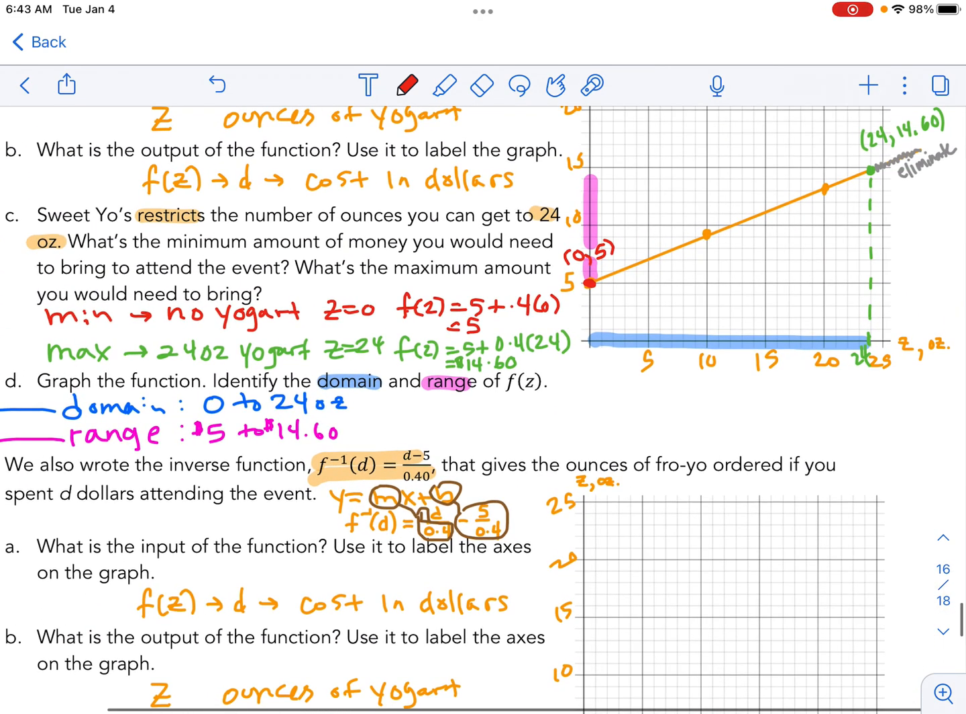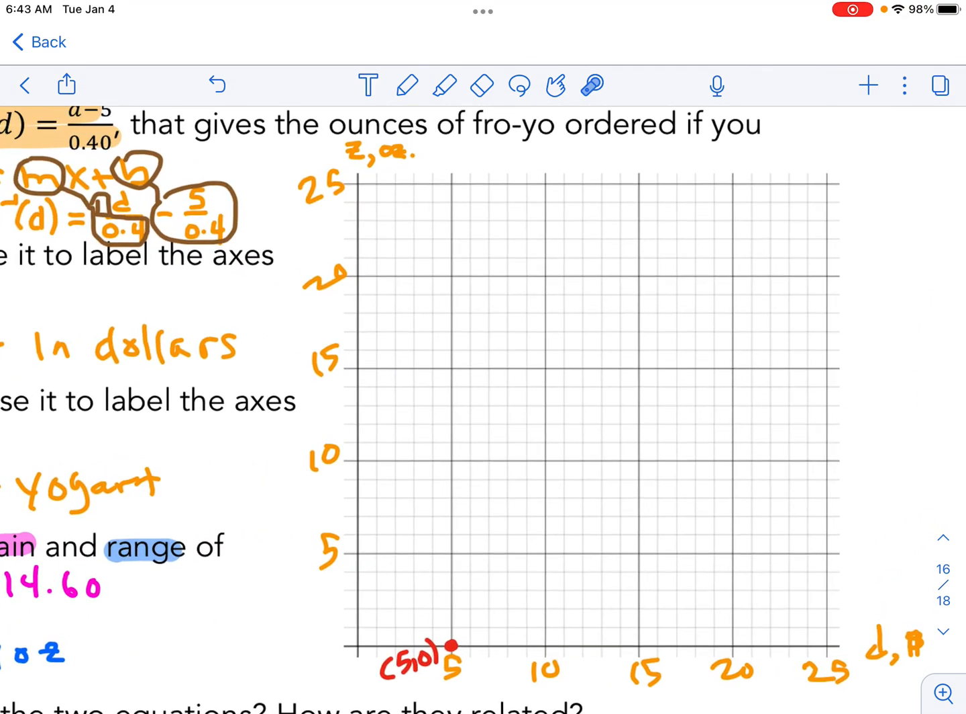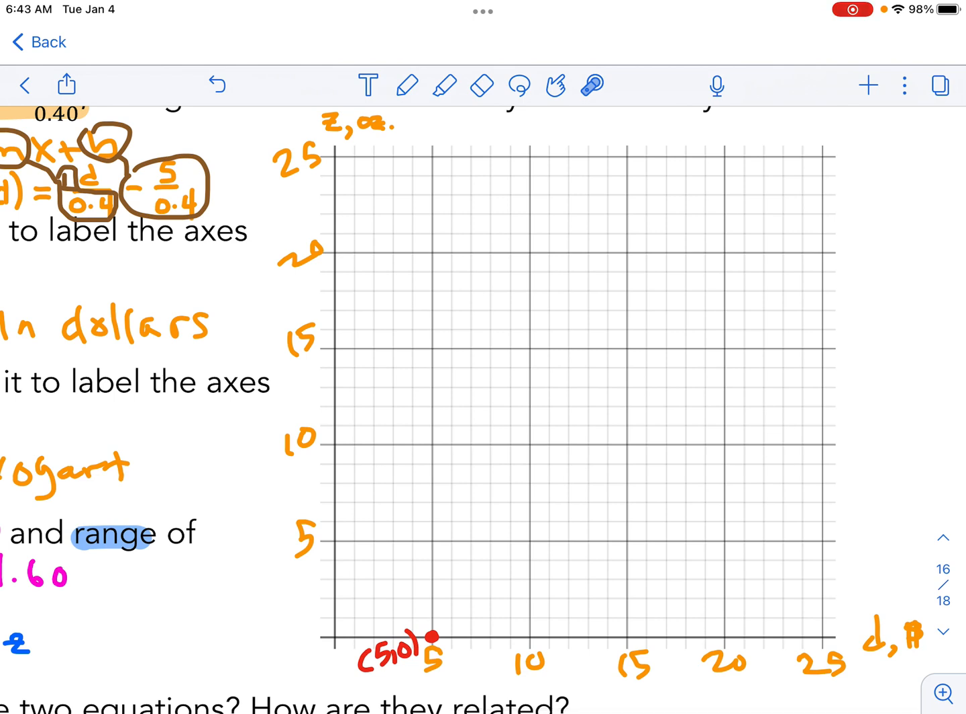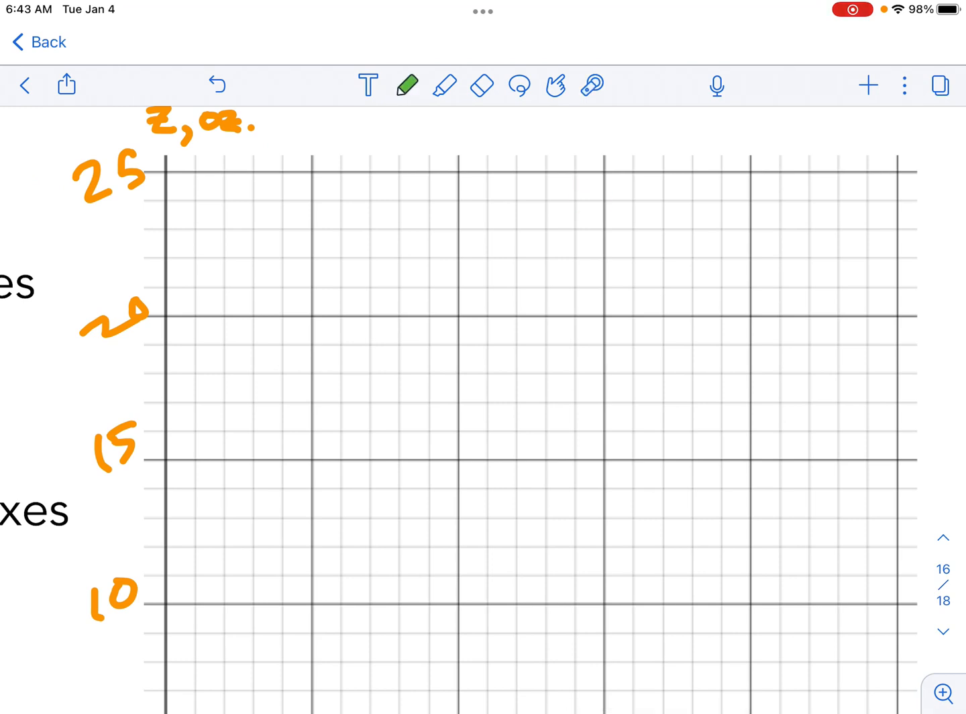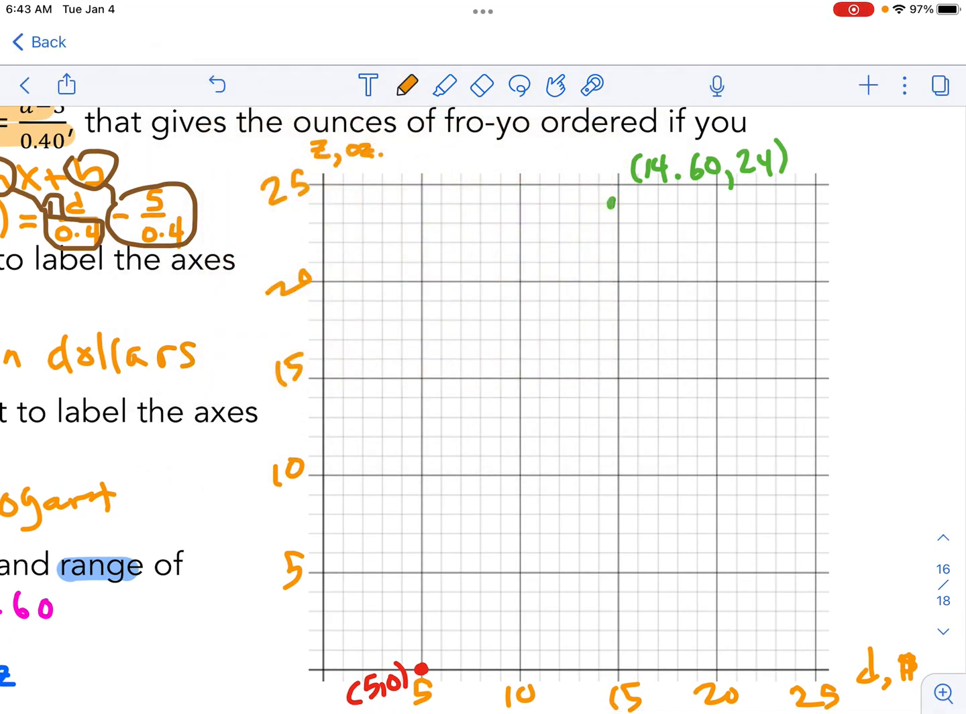And instead of 24 and $14.60, we're going to swap those. So it's going to be $14.60 and 24. So $14.60 and 24 would be 20. We know 24 is right there, so it'd be right there. So that's $14.60, comma 24. And we know that since we've swapped the x's and the y's, that is our inverse function.